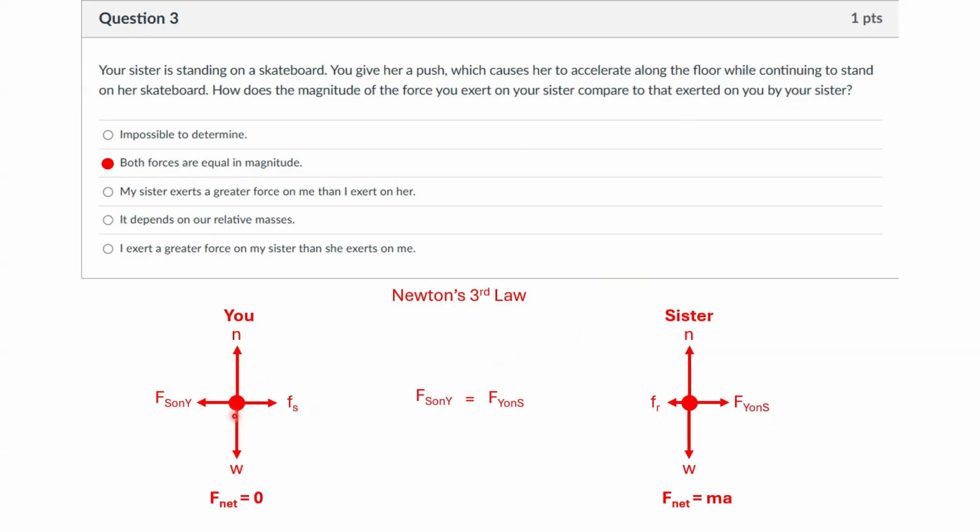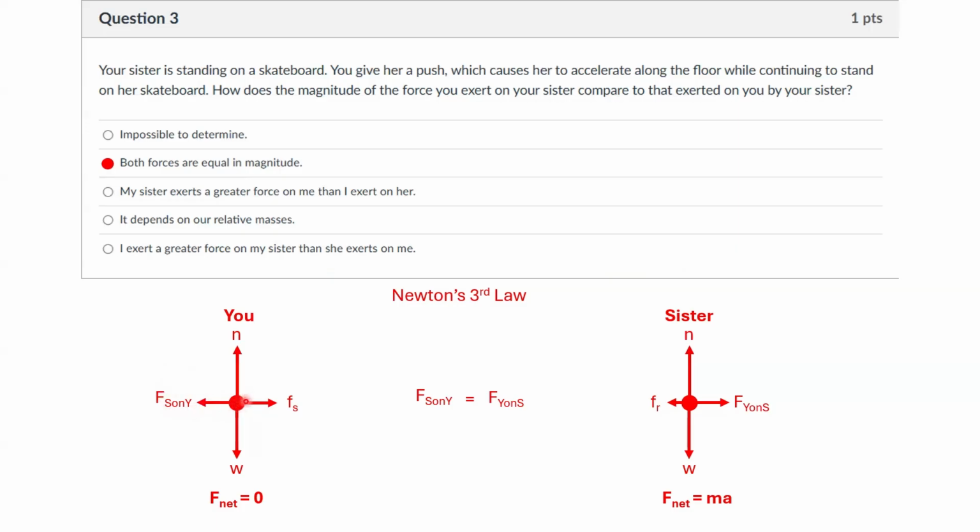This would be your weight. You have a normal force if you're on a flat level floor. There's some static friction between you and the floor. How do I know it's static? Because you don't slide along the floor. And there's some force applied to you by your sister, right?